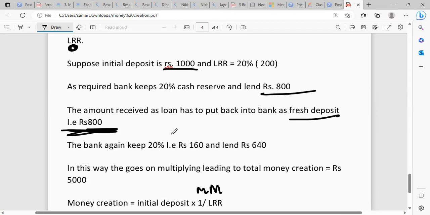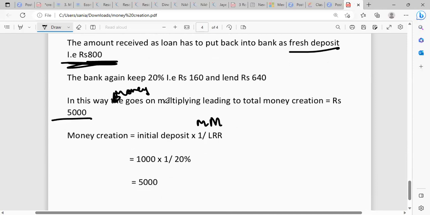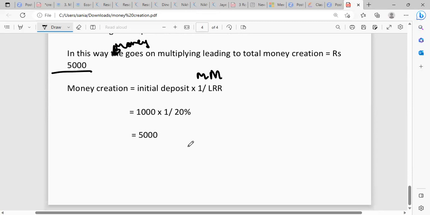The bank again will keep 20%, that is rupees 160, and lend rupees 640. In this way, money goes on multiplying, leading to total money creation of rupees 5000. How will you get to know that the total money created was 5000? With the help of this formula. That's it. Clear?